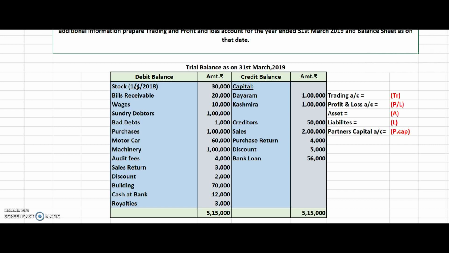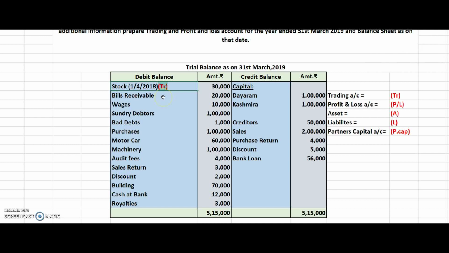Stock is a part of godown and godown is a part of trading account. Therefore, opening stock will be transferred to the trading account. Okay, so this is our marking, trading account for opening stock.